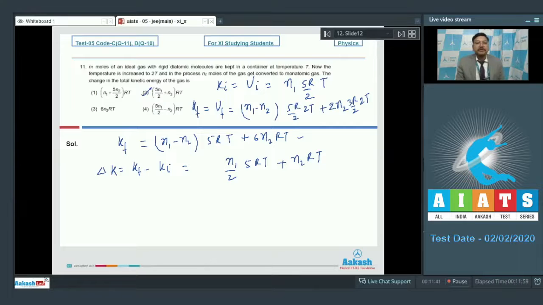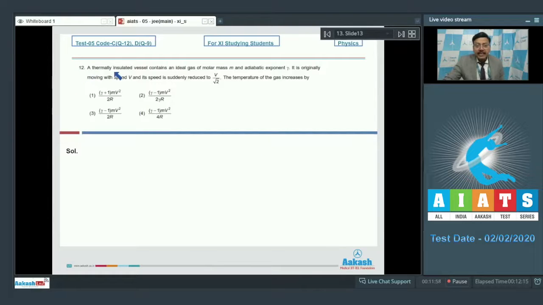Let's go to the next question now. Question 12 says a thermally insulated vessel contains an ideal gas of molar mass m and adiabatic exponent gamma. It is originally moving with speed v, and its speed is suddenly reduced to v by root 2. The temperature of the gas increases by.